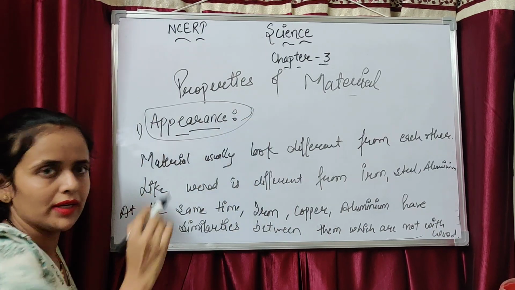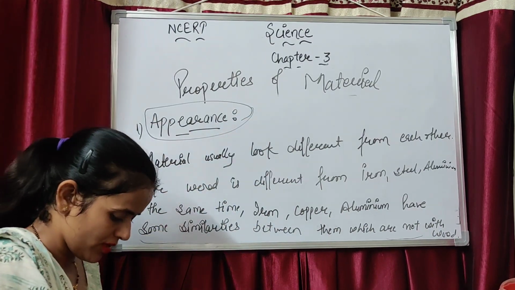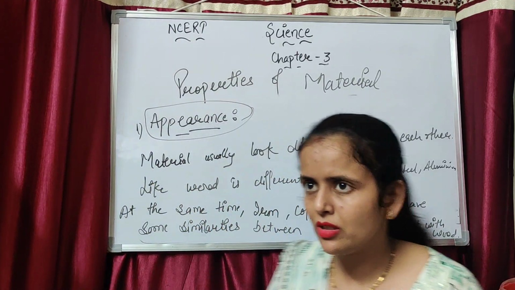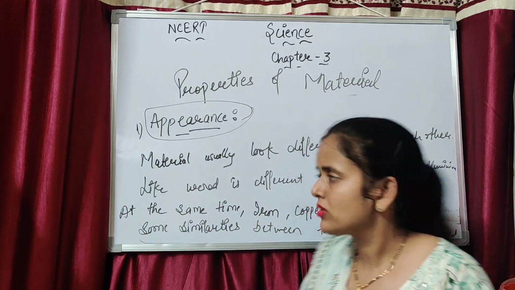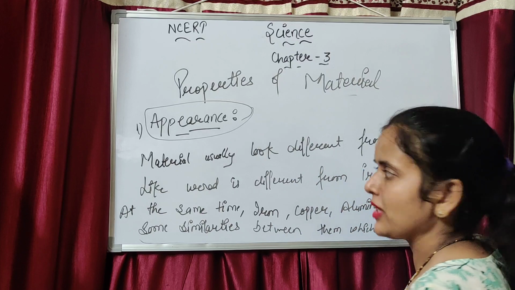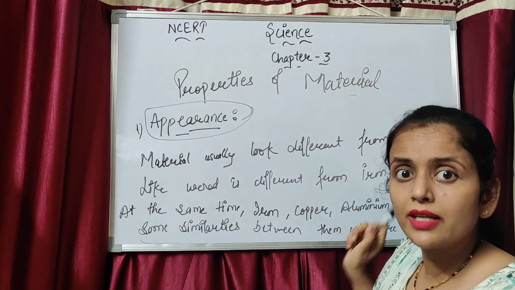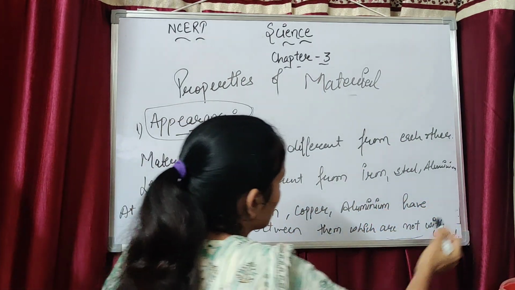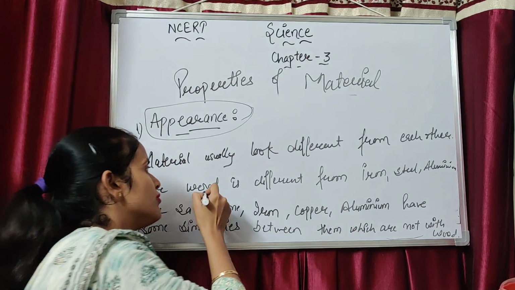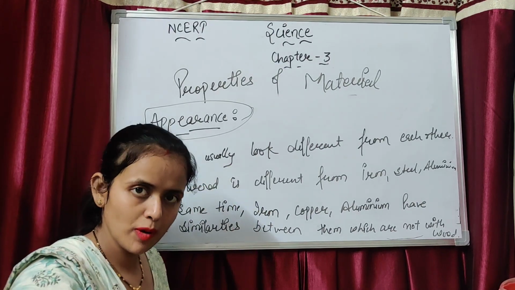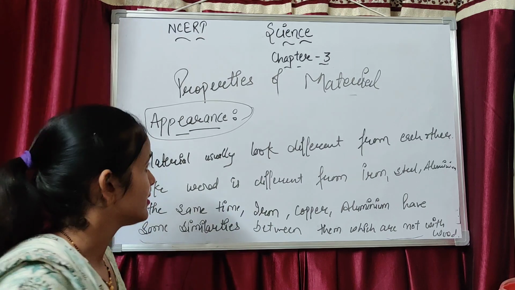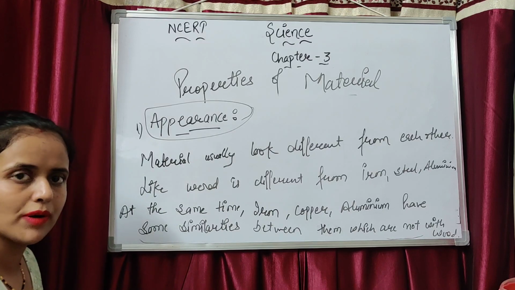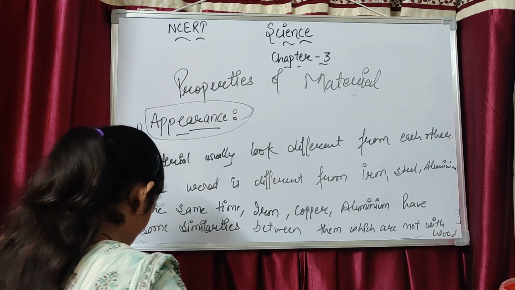Appearance is the first property. What I want to say is, materials usually look different. All materials look different from each other. No material will have similar looks. Like wood is different from iron, steel, and aluminium. But iron, steel, and aluminium have some similar properties, but wood does not have any similar property. Okay? Clear? Take a look at this appearance, the first property of the materials.